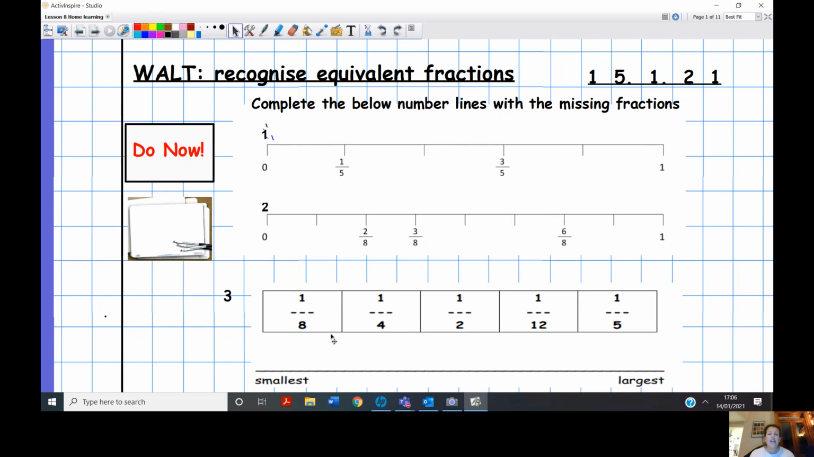Then below are our unit fractions. Our numerator is one and our denominator is different, which means that you are just going to be looking at the denominator. And remember, the greater the denominator, the smaller the fraction, so the smaller the piece of the fraction. Press pause to complete your do now.